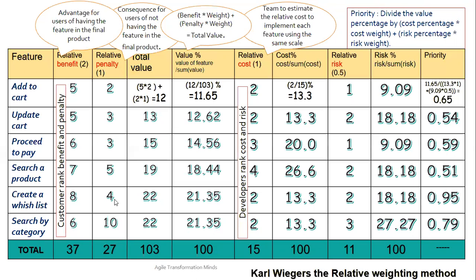Okay, so basically this is only an example, because if you can see here, the priority curve is entirely upside down. You can see the highest priority is 0.79, that is search by category. Obviously that would not be the case in a real scenario. So these are actually dummy features, just to show how the maths works.